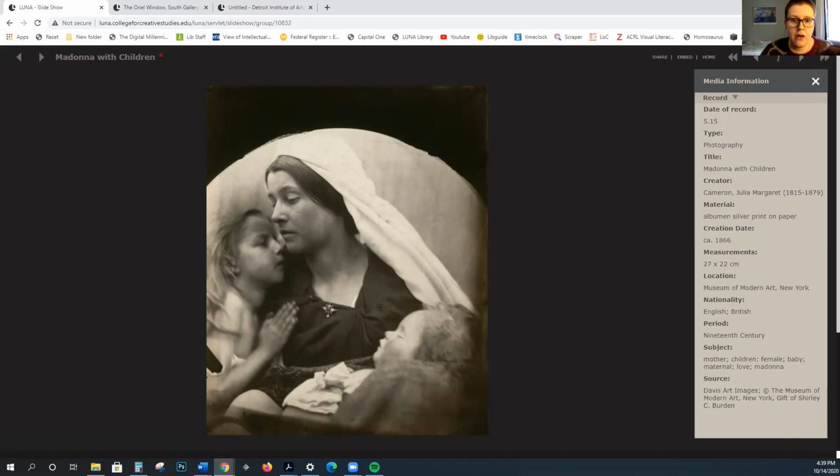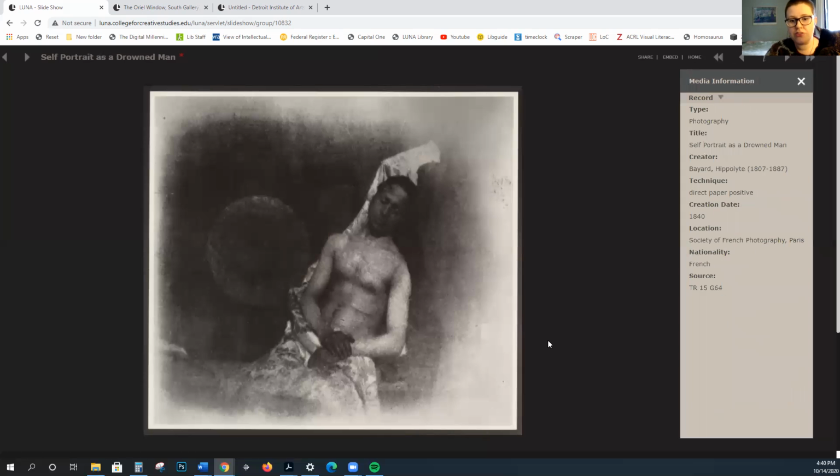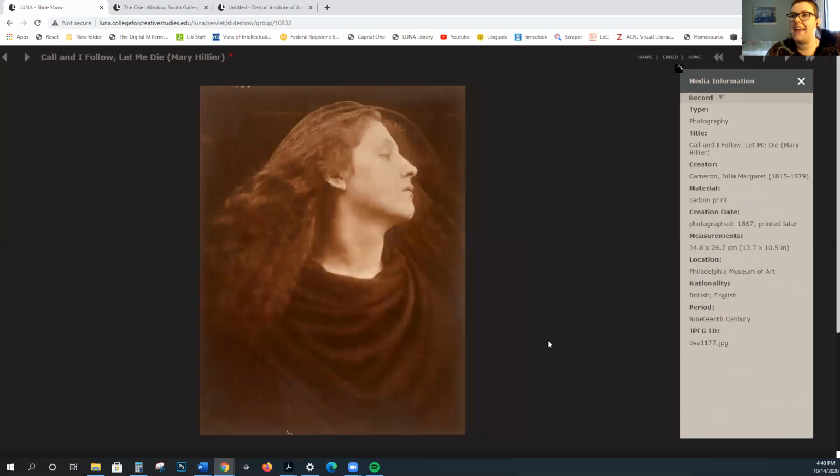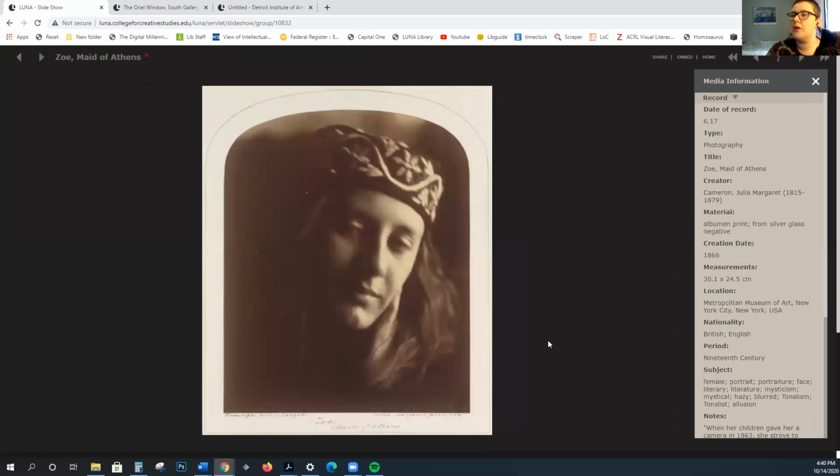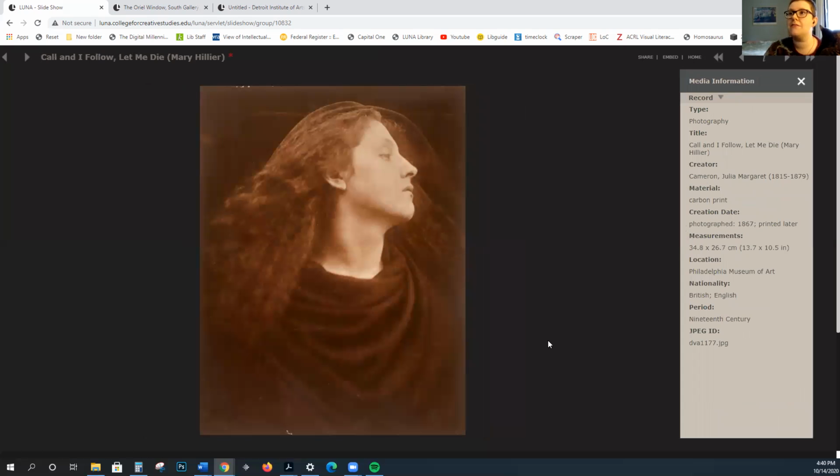Okay. So it's seen as an objective representation of reality. And then it plays an interesting role as documentation. So these are more Julia Margaret Cameron. And again, you can see the emphasis on the aesthetic as opposed to the documentary capabilities of photography.